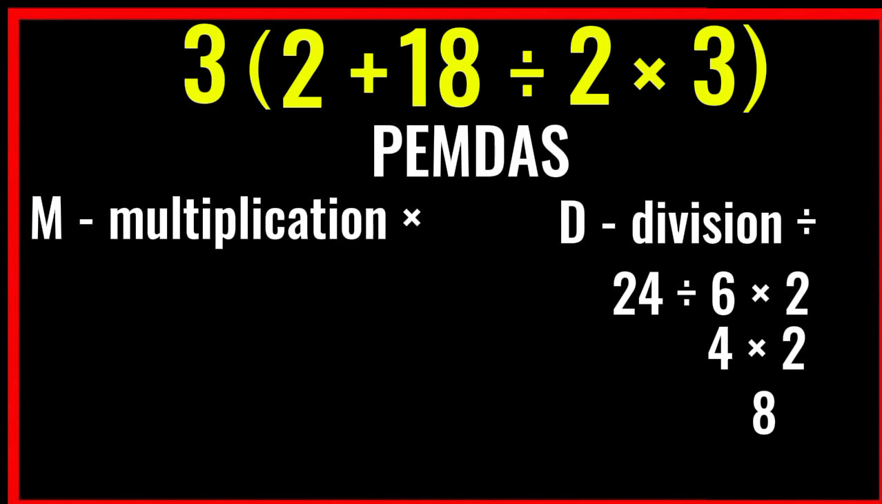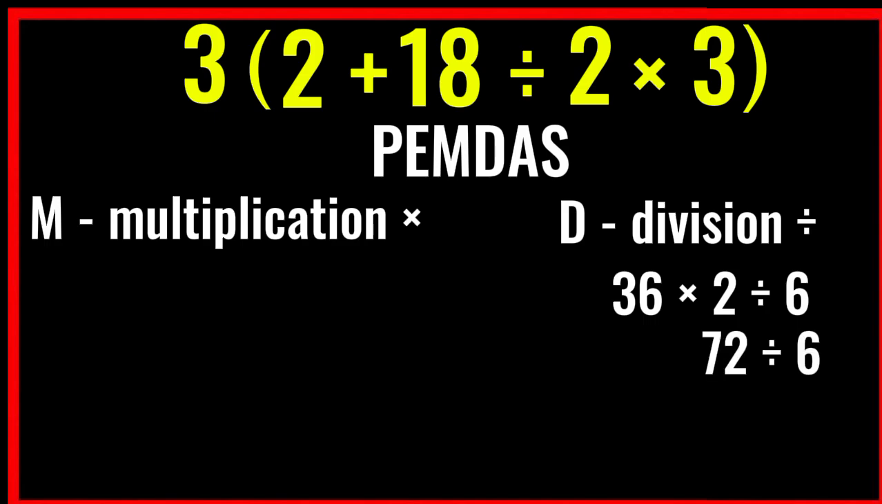Now look at another example. 36 multiplied by 2 divided by 6. Again, work from left to right. 36 multiplied by 2 equals 72. 72 divided by 6 equals 12. We multiplied first because multiplication appeared first. The same rule applies every single time.